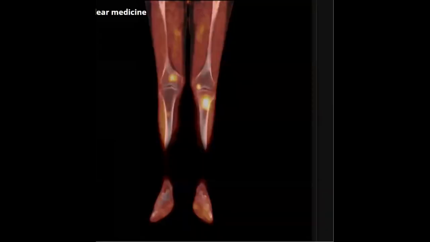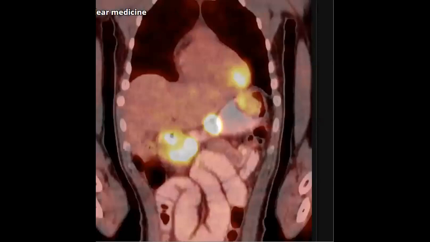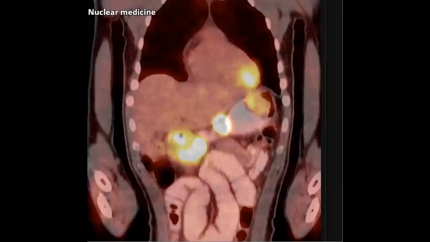So, I am going to show you another case, and I will be happy if you tell me what it could be. This study. Anyone know the name of this study? Yes, PET-CT, FDG PET-CT. Perfect.